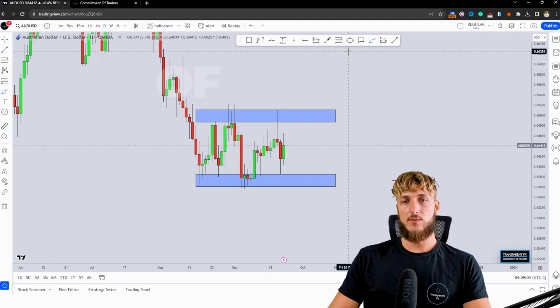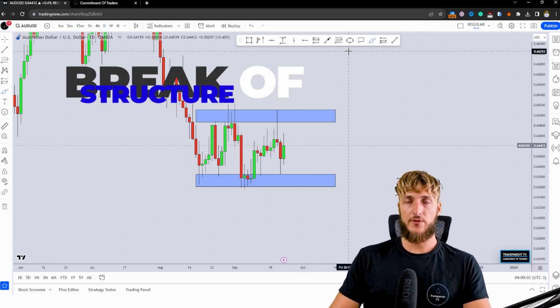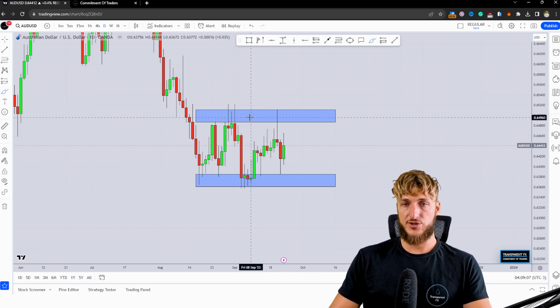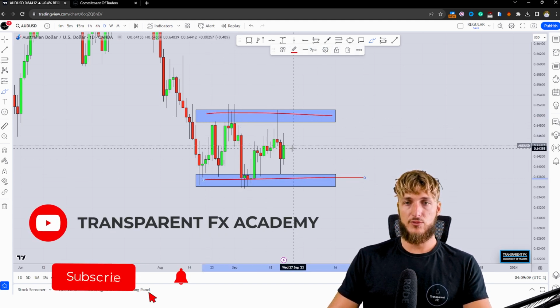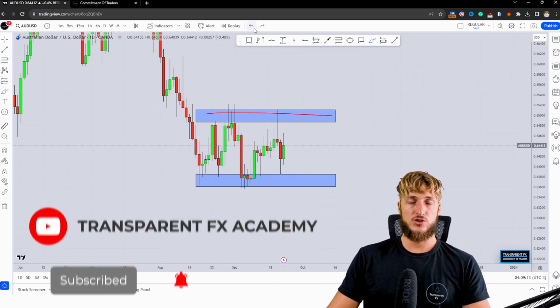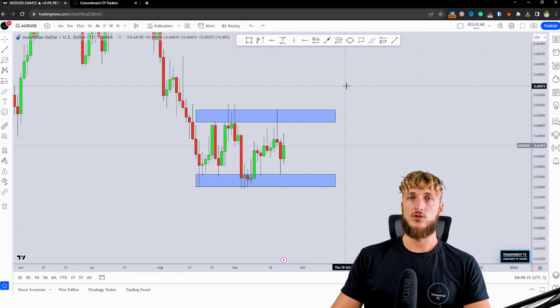So we need to see a break either above or below the area in order for something interesting to present itself again on this pair, because until we remain in between these two levels, we could simply expect more horizontal price action, as the market has already been showing.